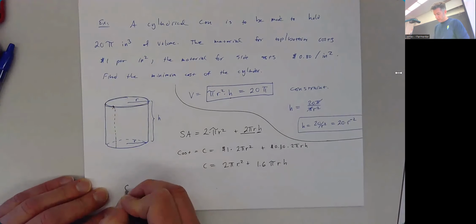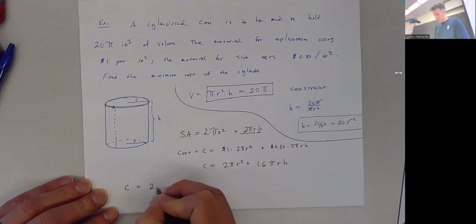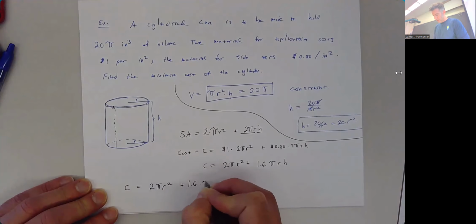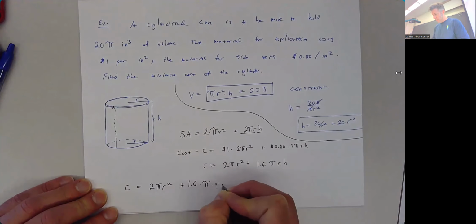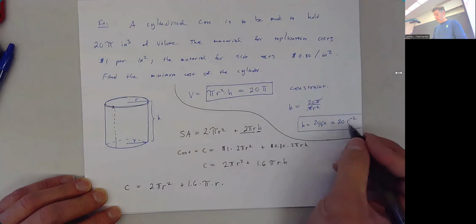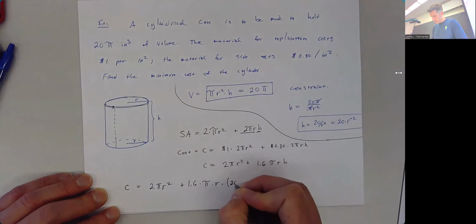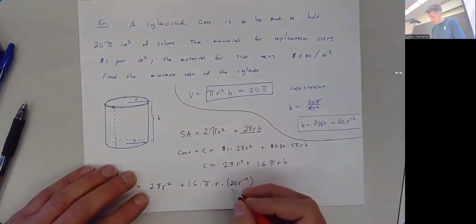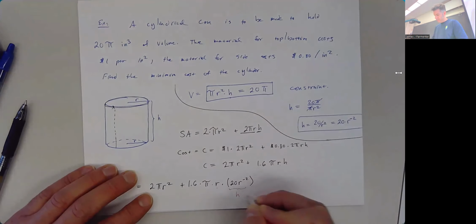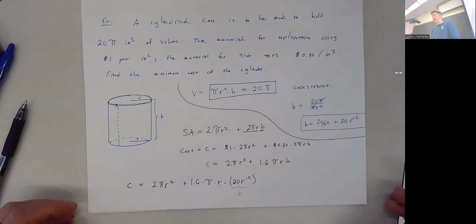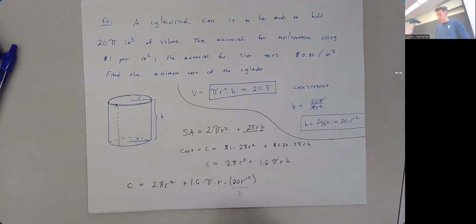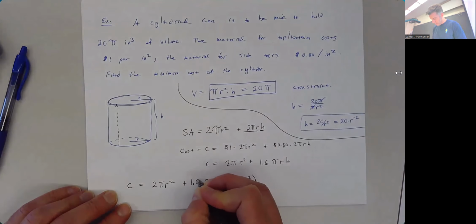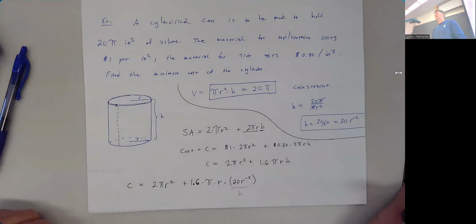So our new cost equation is going to be 2 pi r squared plus 1.6 times pi times r times h, which is 20 r to the negative second. That is our h value, our h equation. And we should definitely simplify this before we start taking the derivative. Be careful if you're like me, if you write your times as dots, make sure that 1.6 doesn't look like 1 times 6.